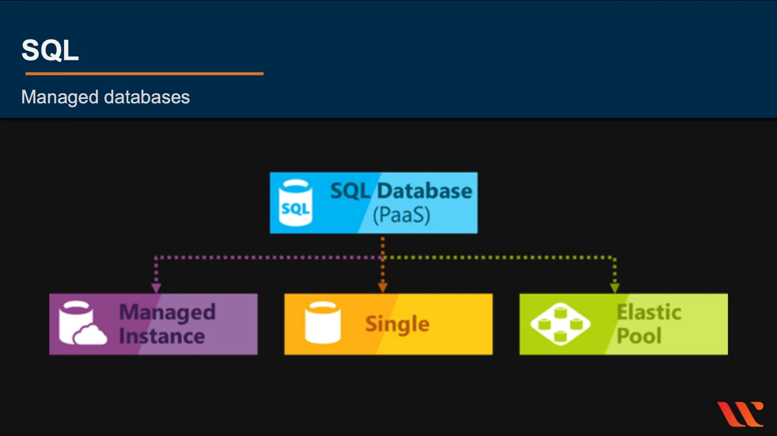So a single database is just one fully managed isolated database. A managed instance is a fully managed instance of the Microsoft SQL Server database engine. And the elastic pool is a collection of single databases with a shared set of resources like CPU or memory, and each database can be moved into and out of an elastic pool.